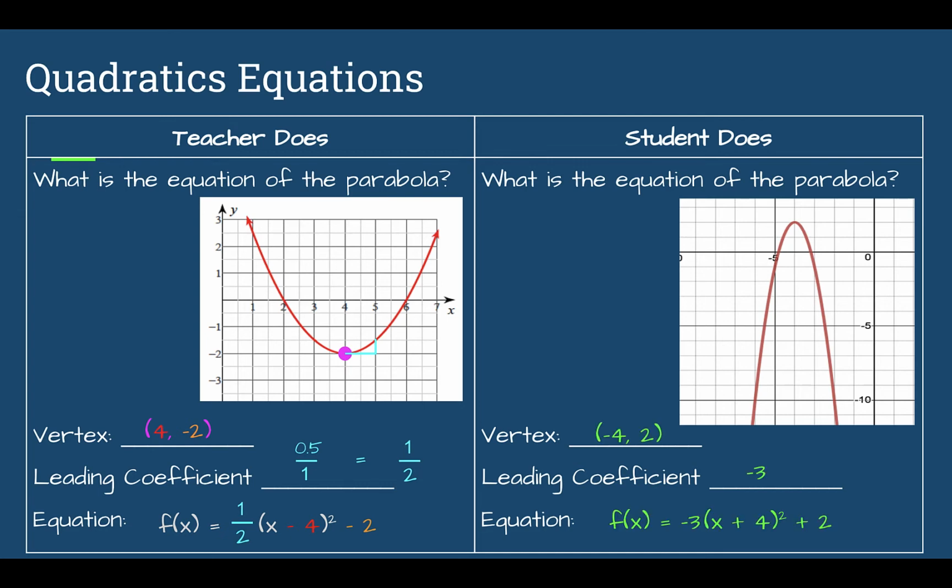Let's check. You should have found these values. So your vertex is -4, 2. The leading coefficient here is -3. If you go over 1 unit, you have to go down 3 units to get to the next point on the graph. When we plug those in, we get our equation f of x equals -3 times the quantity x plus 4 to the second power plus 2. Again, it has the opposite of h and the same k. So positive 4 and positive 2.